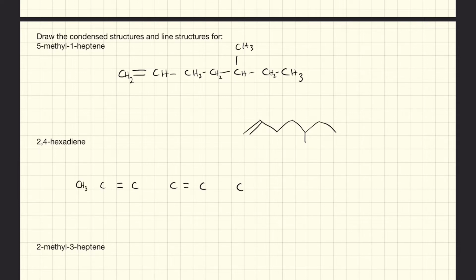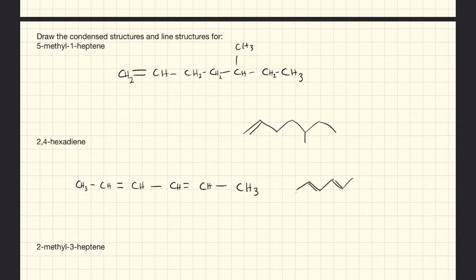So CH3, CH, CH. You just need to be careful about how many connections you have to each carbon, right? CH and then CH3. Or 1, 2, 3, 4, 5, 6. 1, 2, 3, 4. 1, 2, 3, 4. Okay.